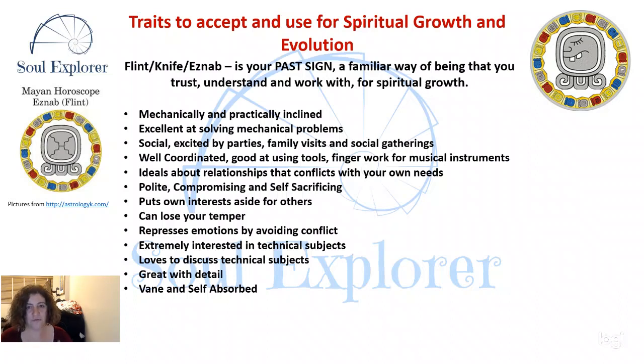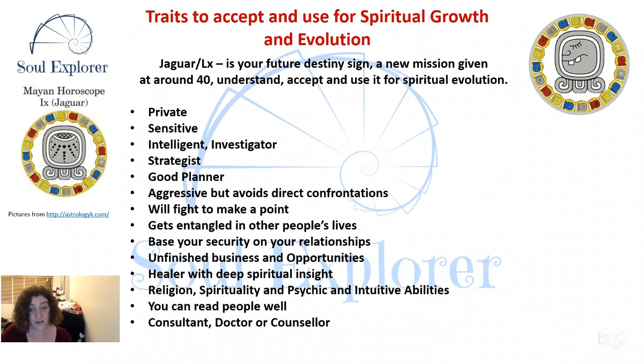But at around 13, you would switch to your main day sign. But at around 40 years old, you come to your future destiny sign. Now, this is just like a new mission given to you at around the age of 40 years. You need to understand these feelings and this new mission, accept it and use it to gain your spiritual evolution, because without this you will struggle to evolve and learn as a death transformation day sign.